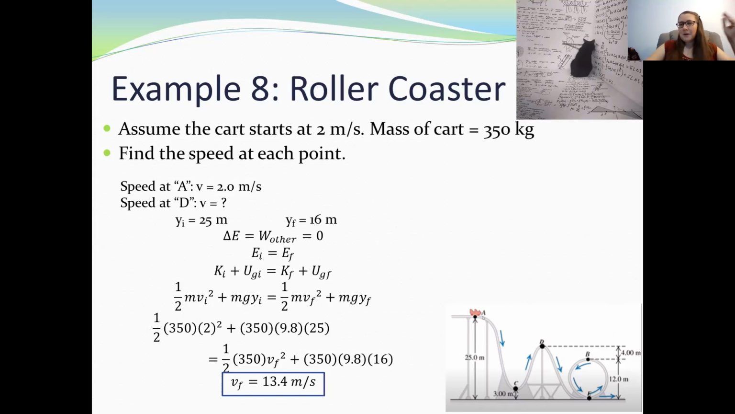But it could make sense because it is faster, which is what we expected. So let's hold off on assuming that we're correct or incorrect until we've gone through and calculated the speed at some of these other points. Then we'll have a better reference to compare to.